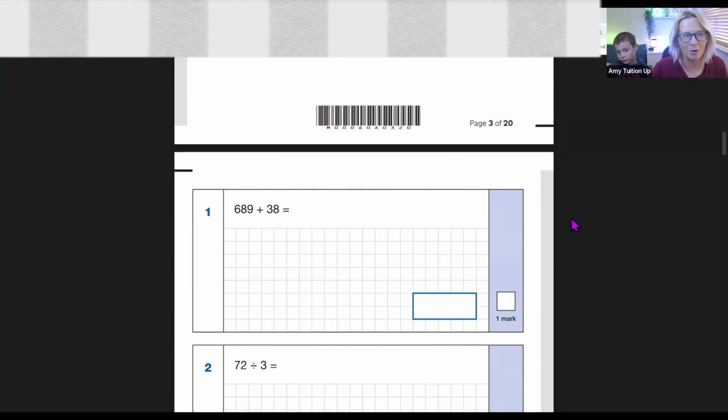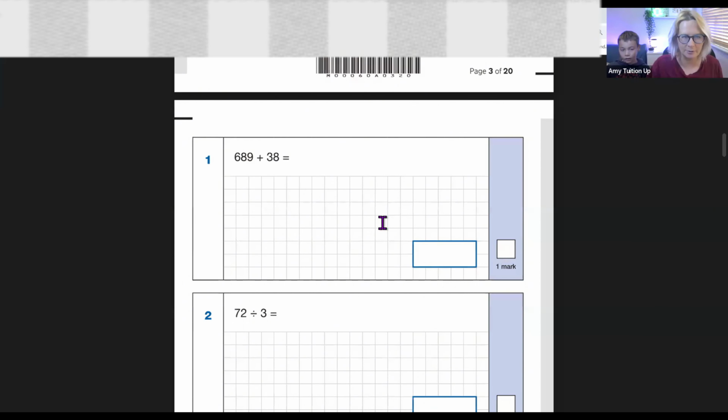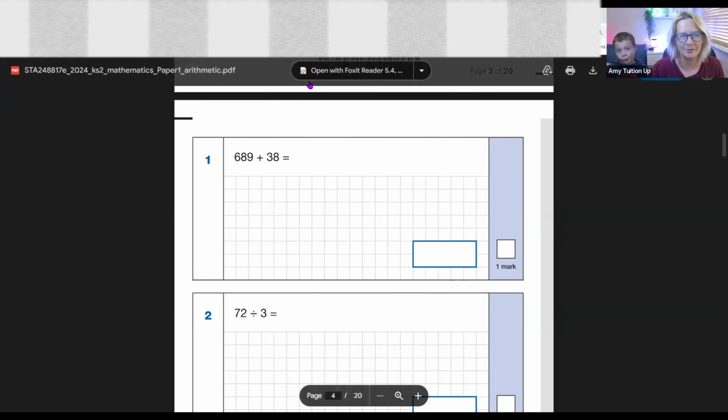Okay, if you want to do it along with us, if you look in the comments, there is the paper to download and you can stay with us as we go through it and work alongside. Okay, let's start then. So how would you do this one? Column addition. You do column addition? You wouldn't do any mental methods with this one?